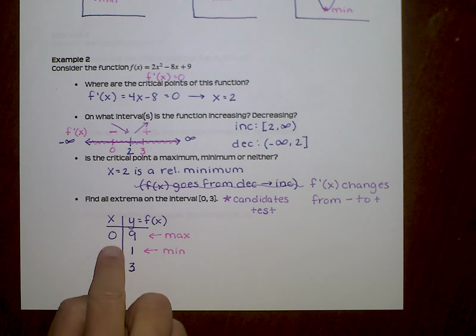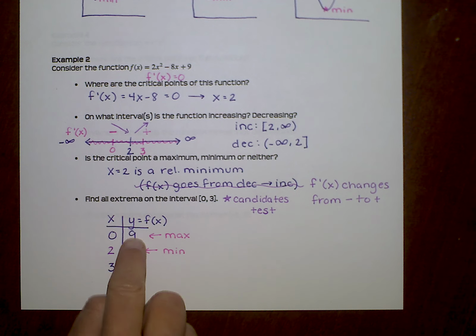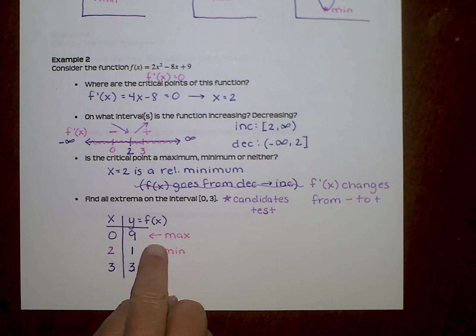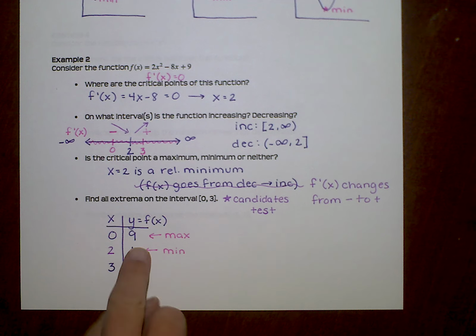There's no way that somewhere between 0 and 2, my graph went up higher than either of these values, okay? Because if it went up and hit something higher than 9, then I would have a change in direction to come back down to 1. And that would be a critical point, okay?